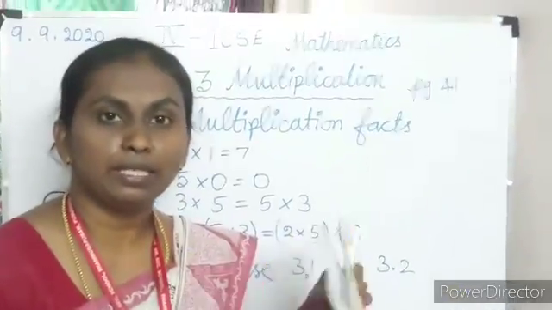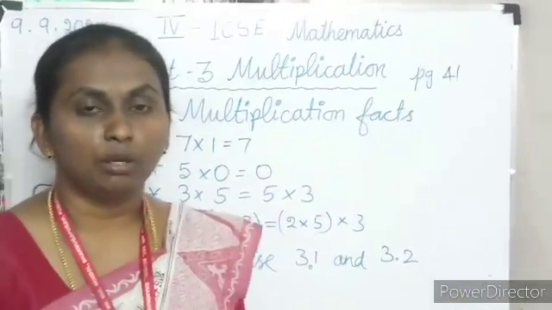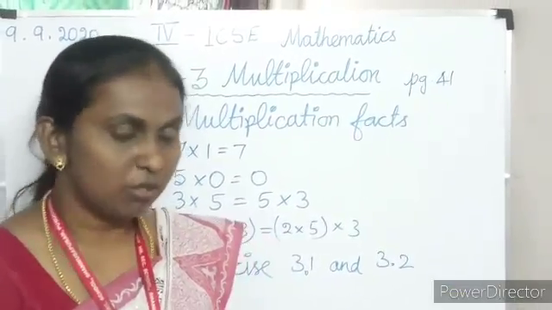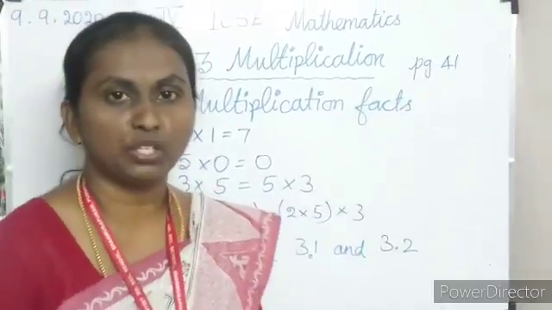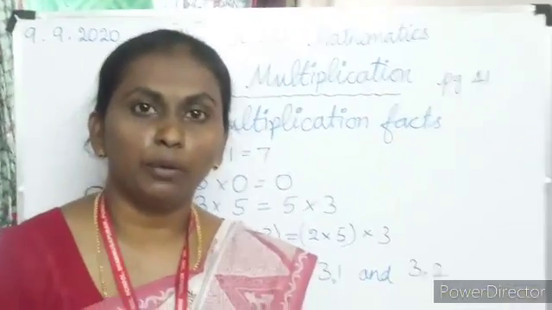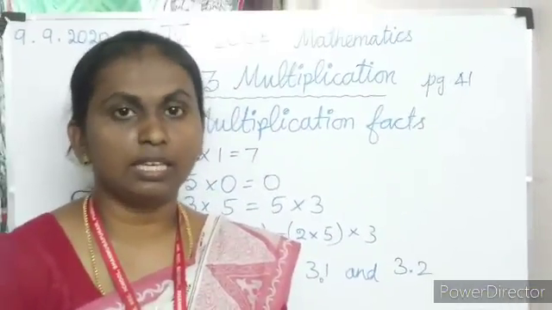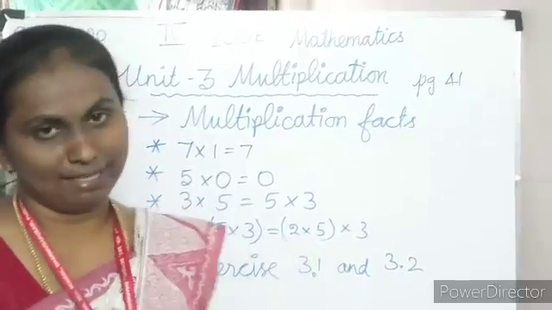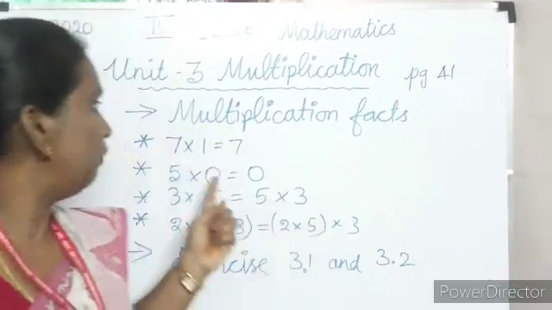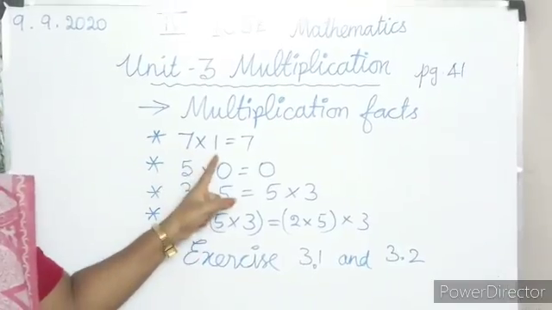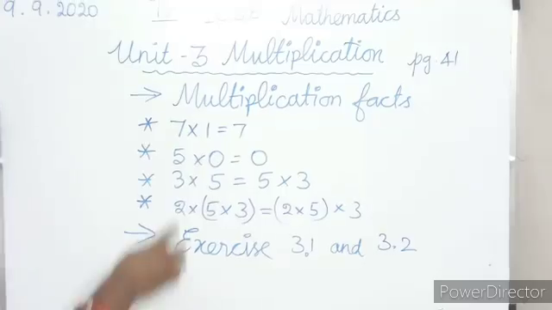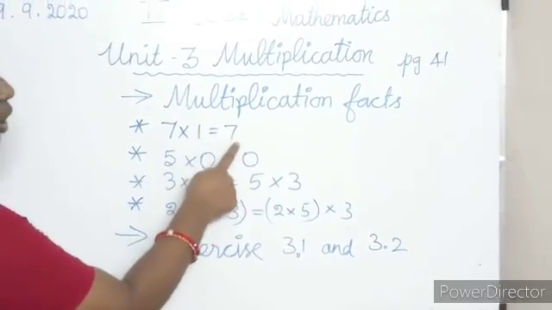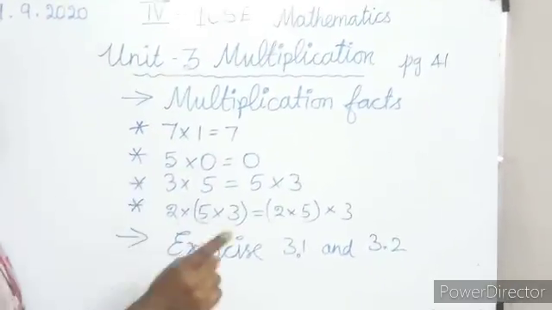Last week we completed the second unit, addition and subtraction. Today we are going to start a new unit, unit 3, multiplication, on page number 41 in your book. In that we are going to learn about the multiplication facts first, then we'll go to the exercise section. The first fact is that when we multiply 7 with 1, we get 7. That is, when we multiply a number with 1, we get the same number. That is the first fact.